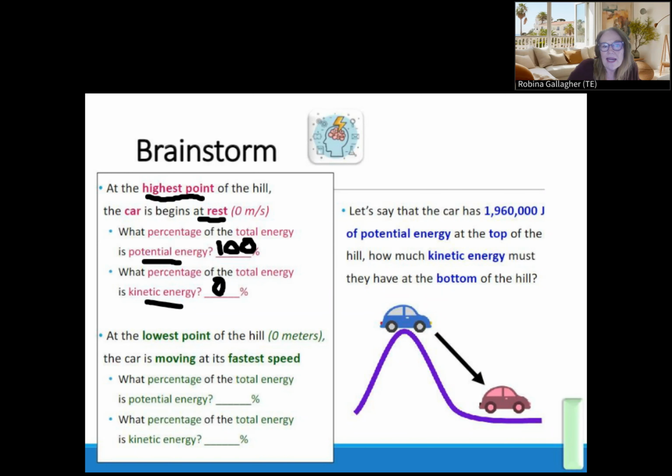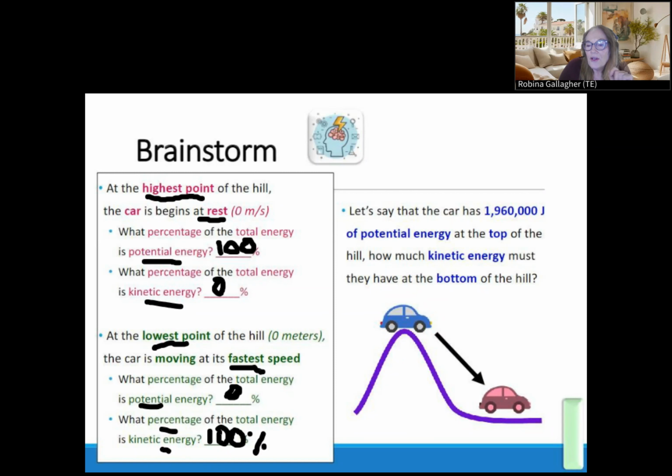Okay, now let's flip that. Now we're at the lowest point, and we are going as fast as possible. What is the percentage of kinetic energy? Kinetic, the energy due to motion. Yes, 100%. Because it's going the fastest that it can possibly go, which means how much is left over for potential energy? Christina, yeah, 0. Perfect. Yes.